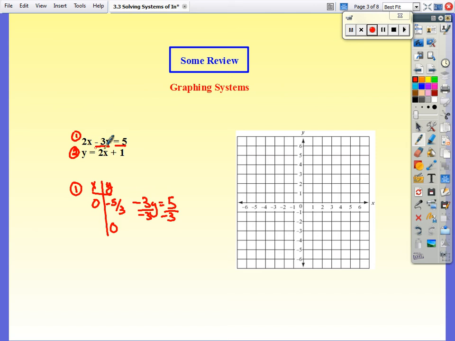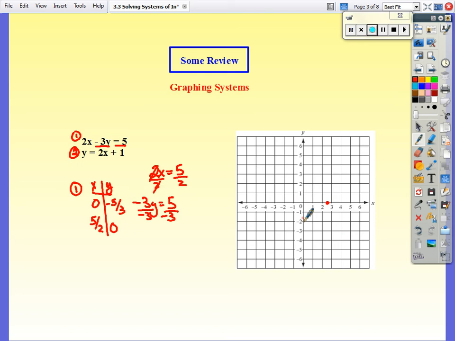If I plug in 0 for y, what I get is 2x equals 5, divided by 2, and what we get is 5/2. So yes, there are fractions here, but this is simply 2.5, 5/2. So I go 2.5 over, put a dot. This one right here, which is our y-intercept, is negative 1 2/3, which is almost negative 2.